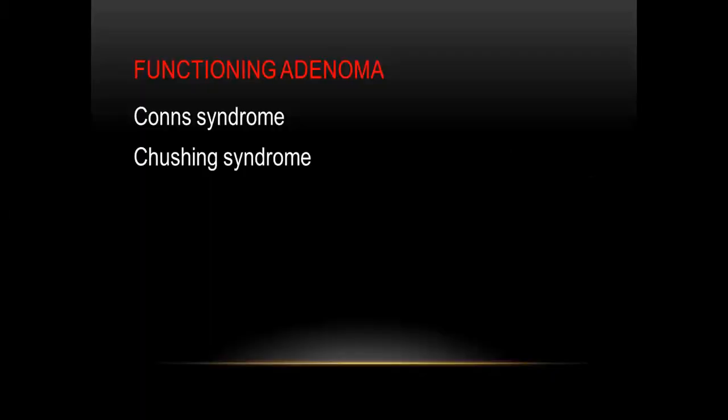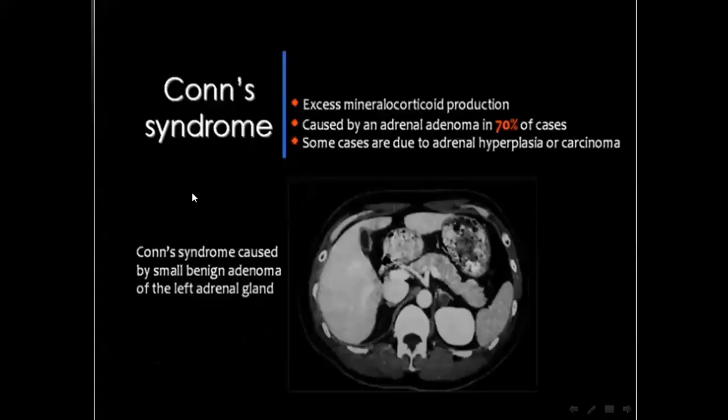Functioning adenomas include Conn syndrome and Cushing syndrome. Conn syndrome is excessive mineralocorticoid production caused by an adrenal adenoma in 70% of cases. Some cases are due to adrenal hyperplasia or carcinoma. This is Conn syndrome caused by a small benign adenoma of the left adrenal gland.